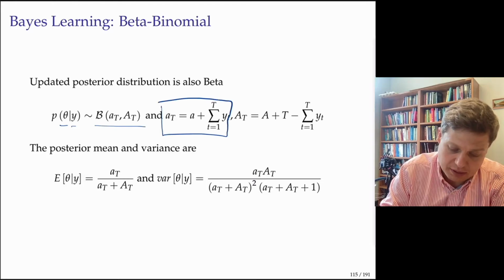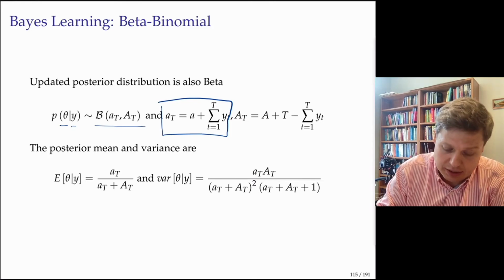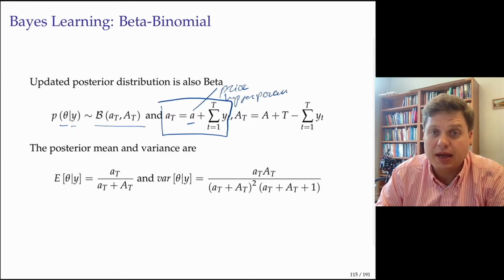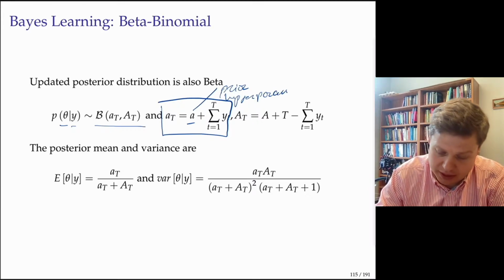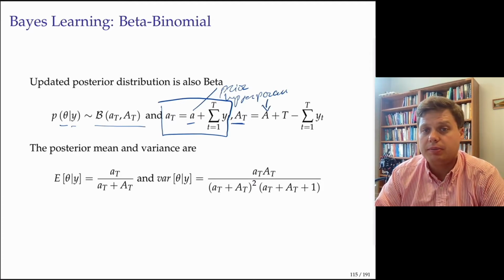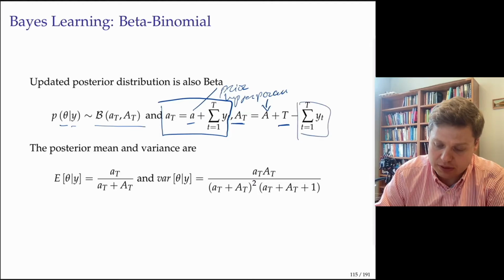So the update for the alpha parameter, the first parameter, which is basically called the shape parameter, is the small a, which comes from the prior hyperparameter, plus the sum across all of the y's. And the update for the second parameter, the capital A, is also that you take the hyperparameter from the prior, and then it's t, the total number of observations, minus, again, the sum across all of them.